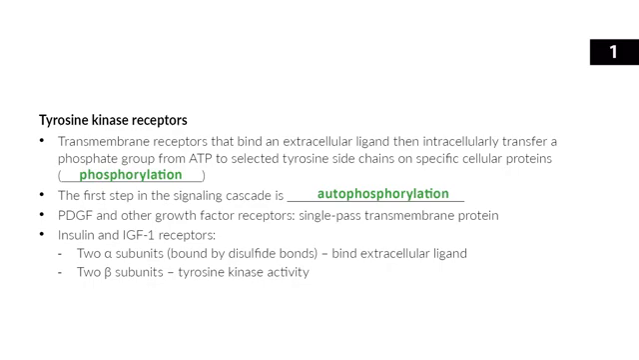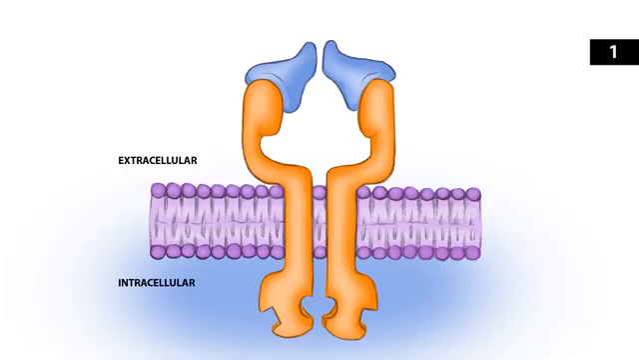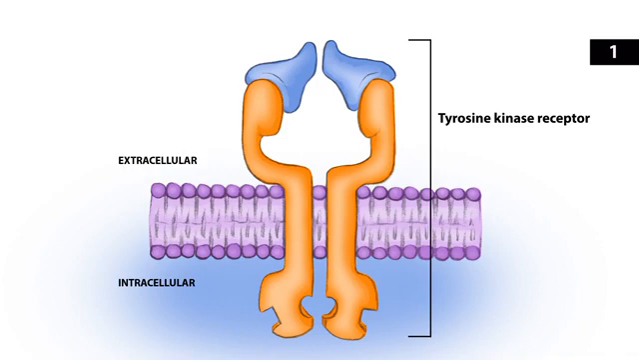Some tyrosine kinase receptors, like the receptor for platelet-derived growth factor, are single-pass transmembrane proteins. That means the receptor protein doesn't pass back and forth through the plasma membrane several times. It just goes through one time. It's a single-pass receptor. But other types of tyrosine kinase receptors, like insulin receptors and insulin-like growth factor receptors, have multiple subunits. So it's not just a single pass.